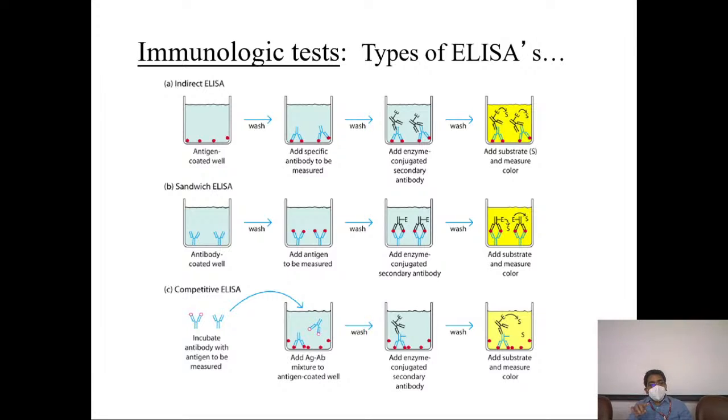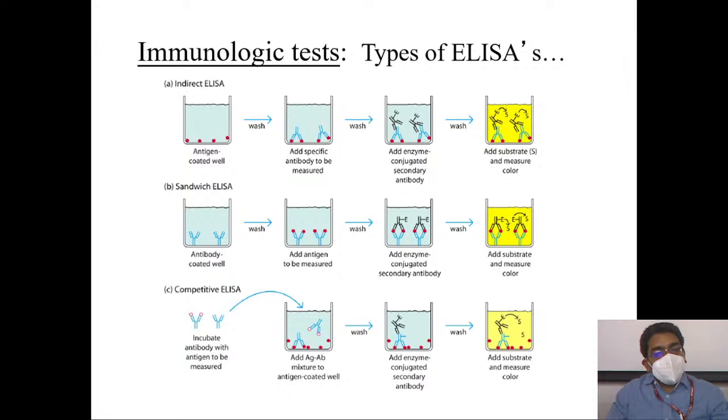The antigen we are detecting in the serum, if it is there, it will bind to this antibody. Now we add antibody against this antigen which is tagged with the enzyme. Now we add the substrate. Basically this is done for detection of antigen.